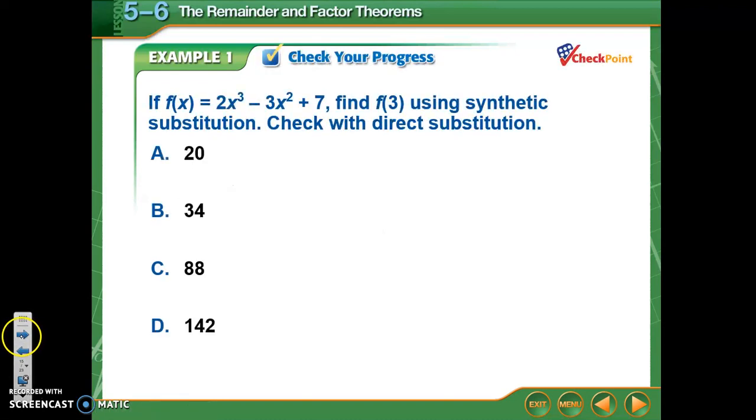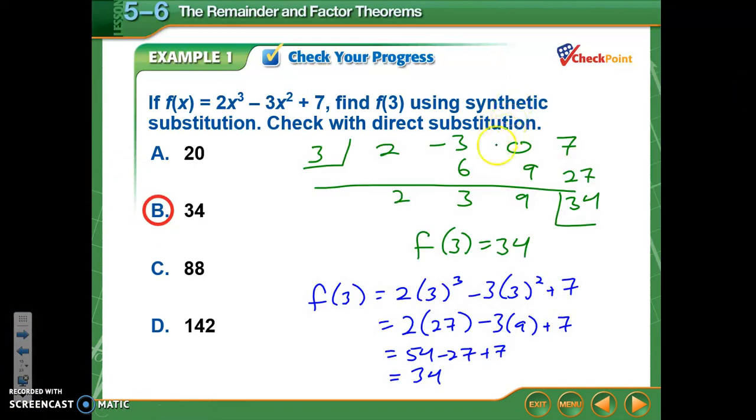All right, I want you guys to try this one. All right, the answer should be 34. And here's the work for that. In green, you can see the synthetic substitution work where I do synthetic division using the 3. And my remainder is 34, so f of 3 equals 34. Direct substitution, I just plug 3 in for x, and I get the same thing. That's how I can check.